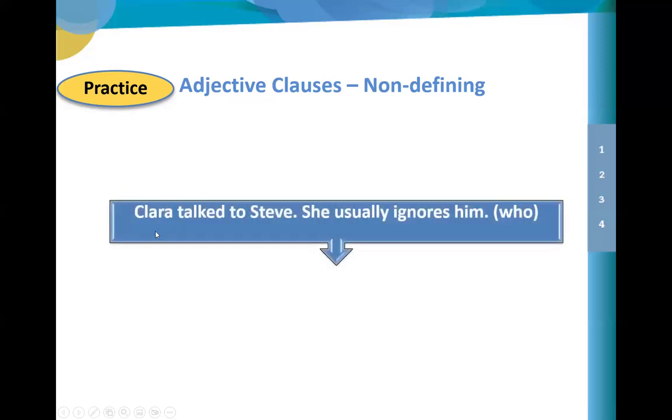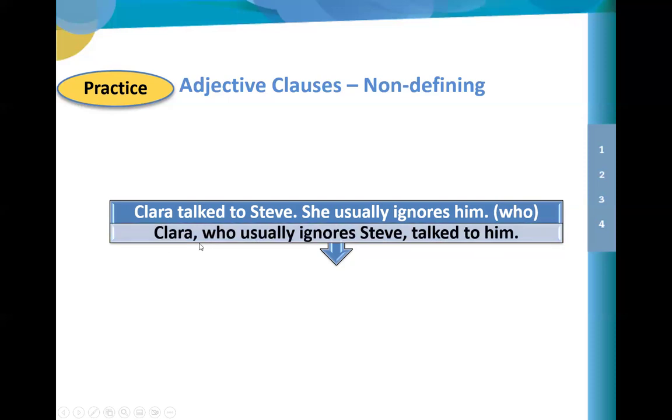Now, Clara talked to Steve. She usually ignores him. Use who to make a non-defining adjective clause in one sentence. Clara, who usually ignores Steve, talked to him. Yes, that's right. Clara, comma, who usually ignores Steve, comma, talked to him.